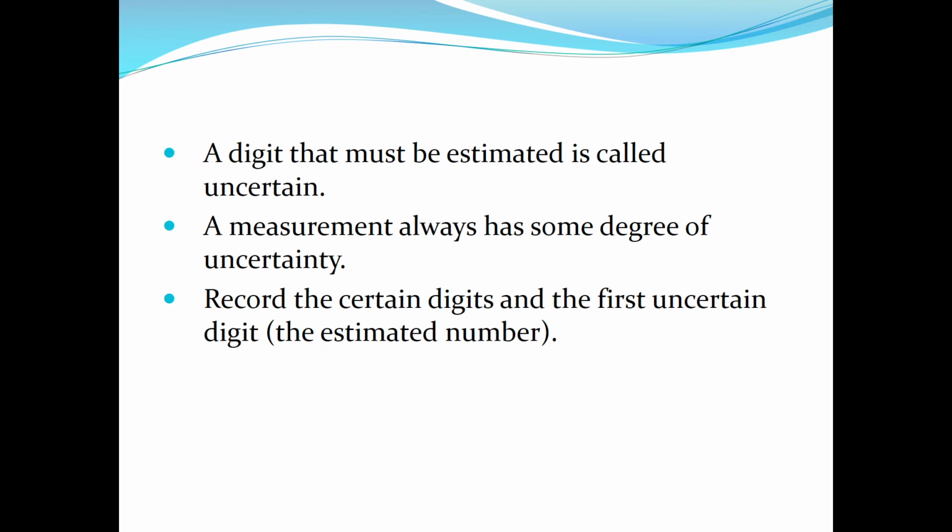In science, we have a precise way of doing this. A digit that must be estimated is called uncertain. A measurement always has some degree of uncertainty. And what you do is you record certain digits and the first uncertain digit, the estimated number.